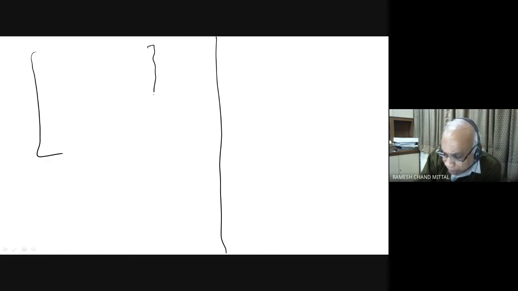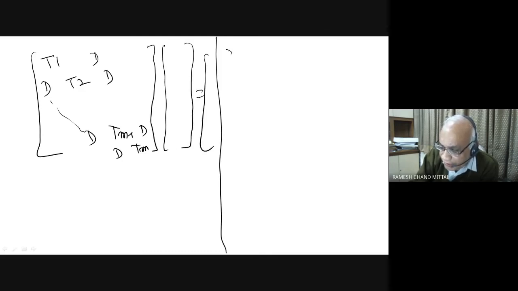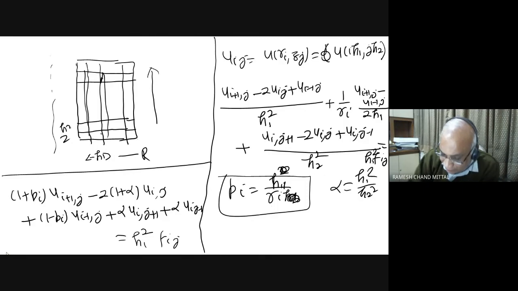If I write the matrix, please let me write the system, then you will understand what I'm saying. I will have T1 here and D here, then D, and Dm minus 1, and Tm here, and you have the blocks, unknowns, and right-hand side. What is my Ti? If I go upward, I keep i fixed. That's the meaning. I don't keep J fixed now. So my matrix will be alpha, minus 2 (1 plus alpha), alpha. This will be my T.